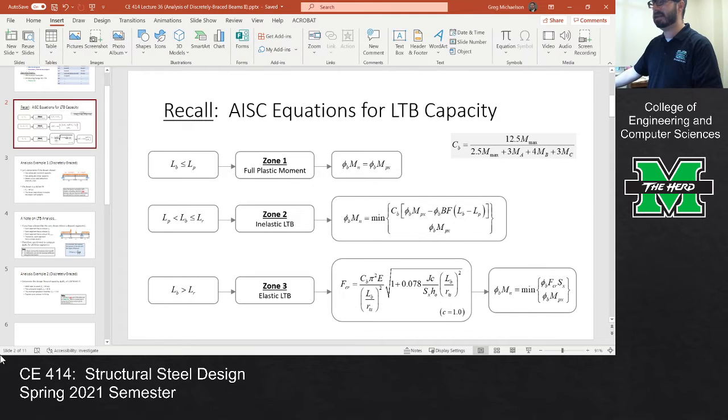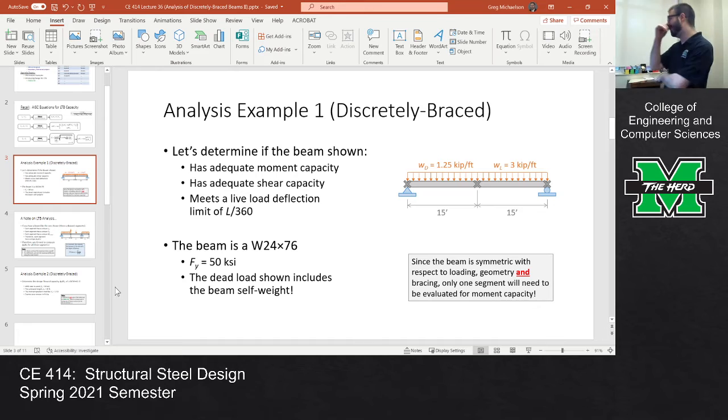So let's get into our example. This is the example that we were working on last time. This is an analysis example, so we're trying to determine whether or not the beam has adequate flexural capacity, shear capacity, and a deflection limit. What we focused on last time was computing the moment capacity, but we didn't finish the example. I'm going to try and knock that out pretty quickly today just to make sure that we tie it into what we had done before.